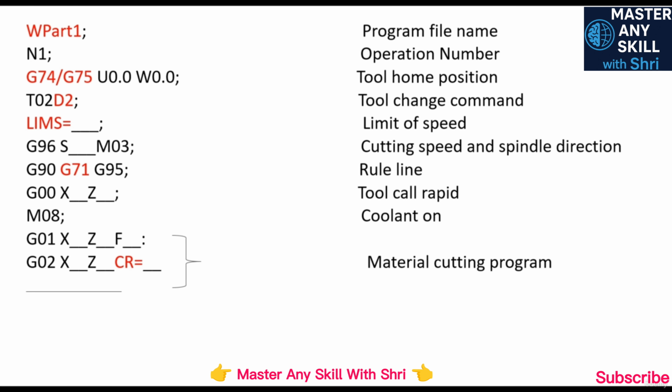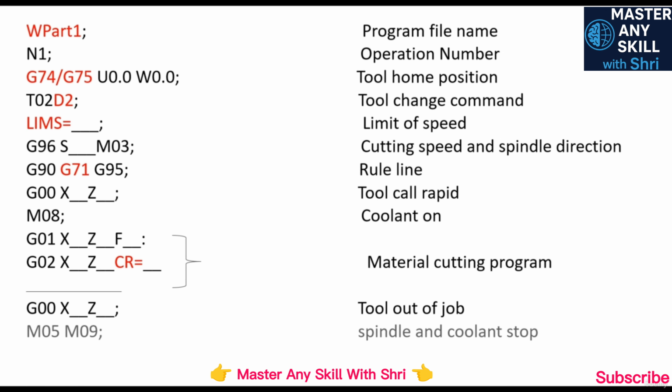All these cutting program codes are the same in both control panels. The only difference is that when we use the G02 or G03 code for cutting material in a radius, we have to give the radius with CR is equal to. But in Fanuc, we give the radius with R. That's the only difference. All the remaining codes are the same in both control panels. After that, we take the tool out of our job, then spindle stop, coolant off and end of program.